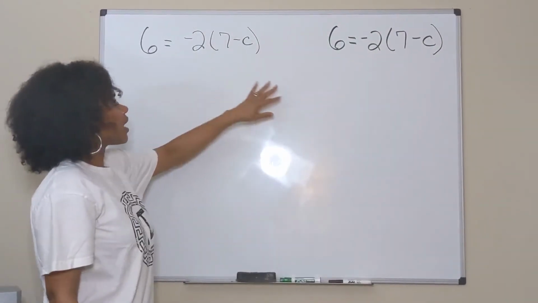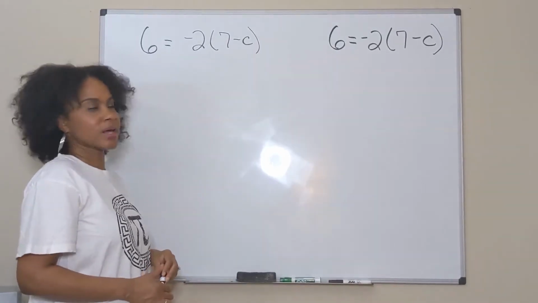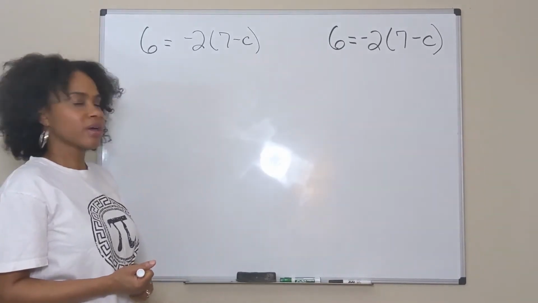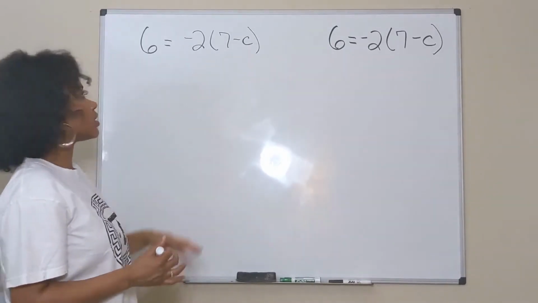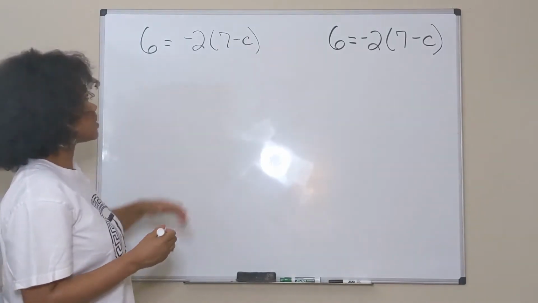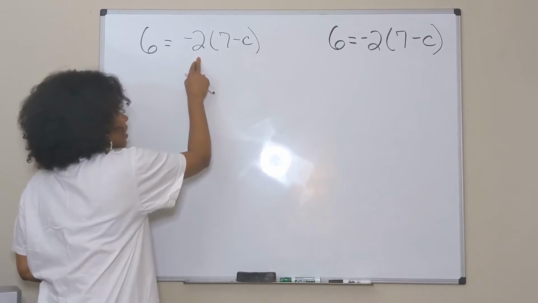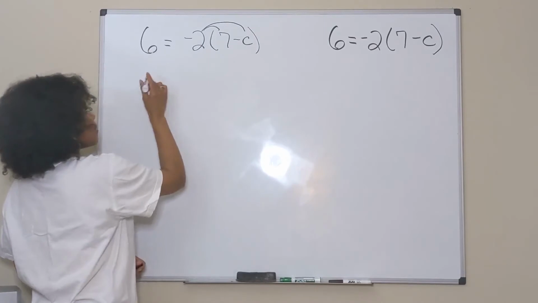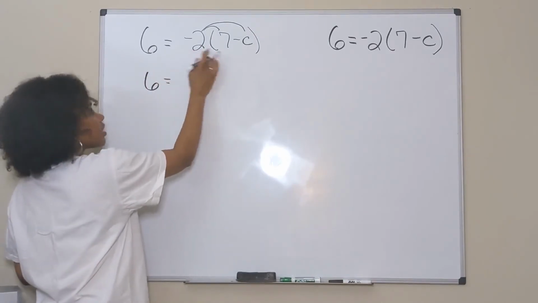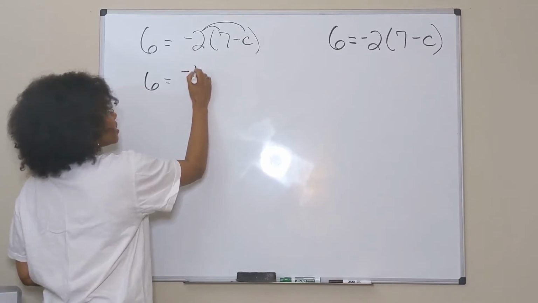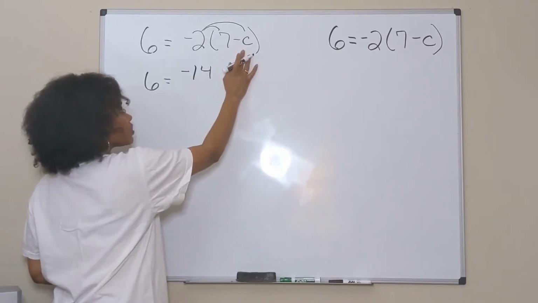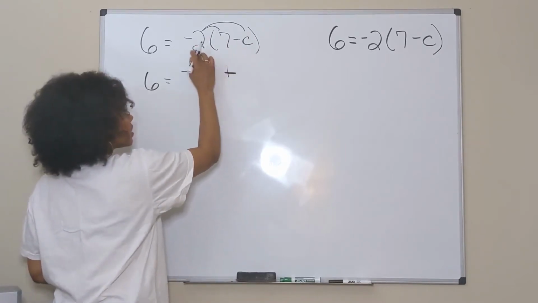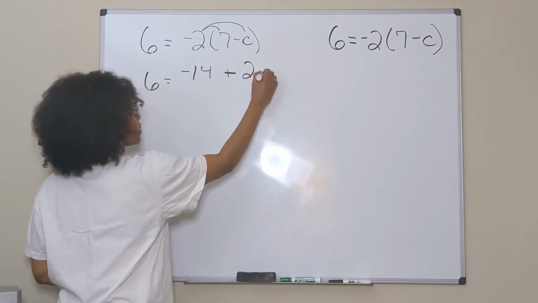Okay, so here I have an equation with parentheses, and I've written it twice because I'm going to solve it 2 separate ways. The first way I'm going to solve it is to do the distributive property, and that is taking a term on the outside and multiplying it by both terms on the inside. So I'm going to do that first. Bring down my 6. Negative 2 times 7 is negative 14. And negative 2 times a negative c. Remember, a negative times a negative is a positive, and that would be a positive 2c.